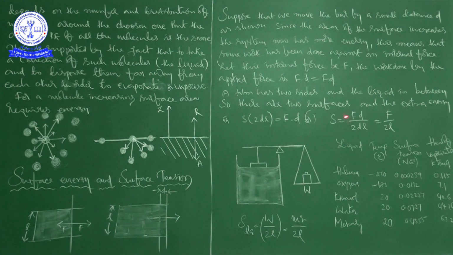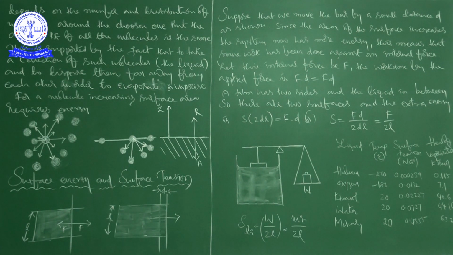From this expression, you can write S as the subject, because dd will get cancelled. S is equal to F by 2L. So this quantity S is the magnitude of surface tension. It is equal to the surface energy per unit area of the liquid interface, and is also equal to the force per unit length exerted by the fluid on the movable bar.